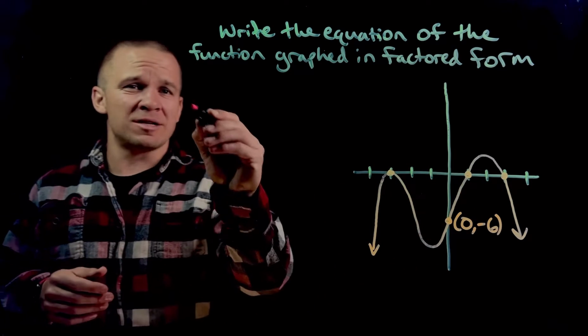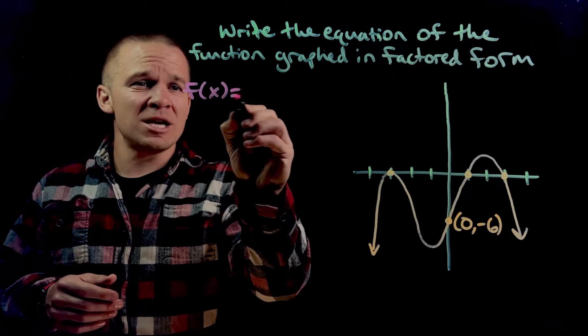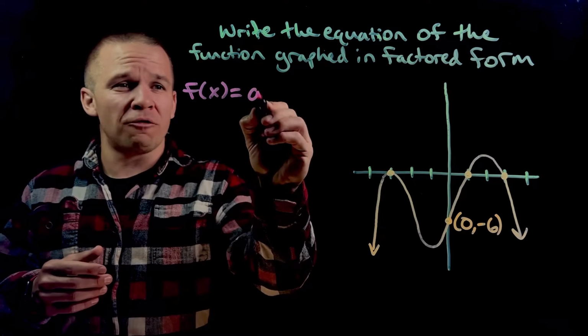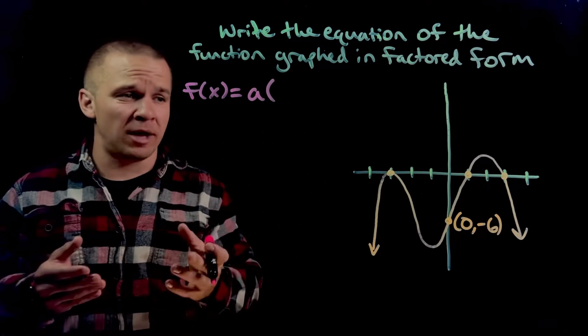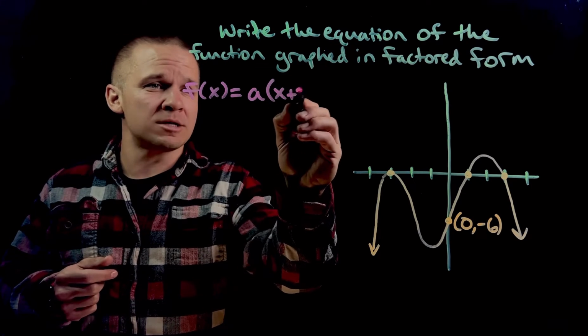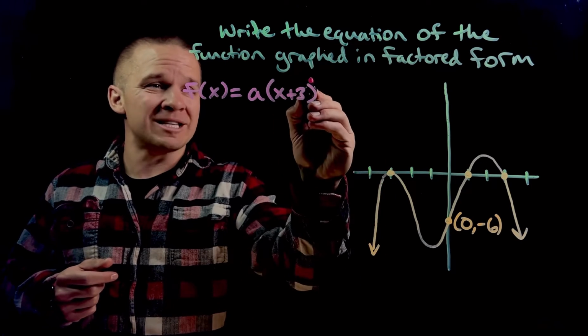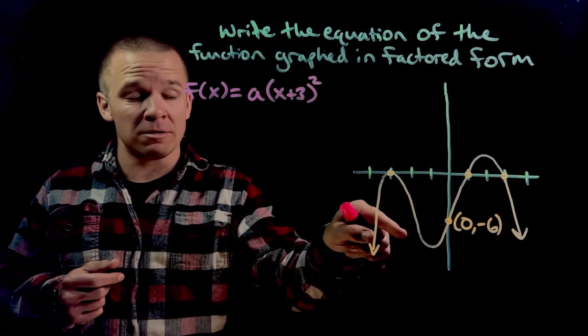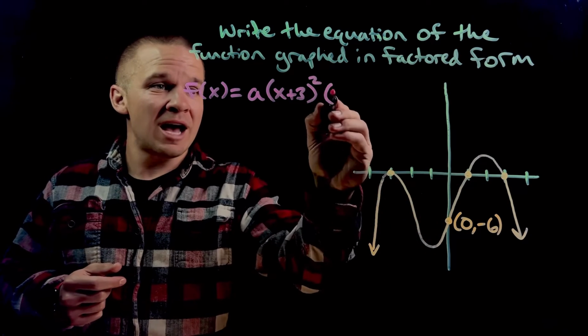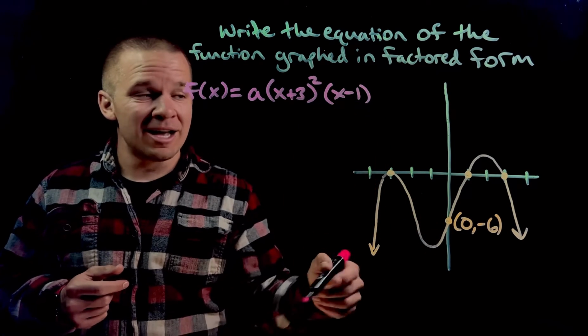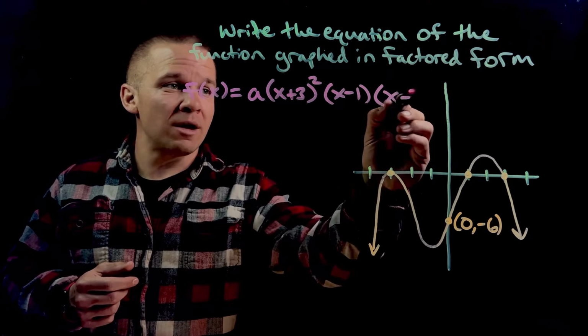So I can start writing this thing out as f of x is equal to, there's going to be some lead coefficient, I don't know what. I'm going to put a in its place, and then I'll have x plus 3 for my first one, but that's a multiplicity of 2 because it bounces. Then I have x minus 1 for my second, and x minus 3 for my third.